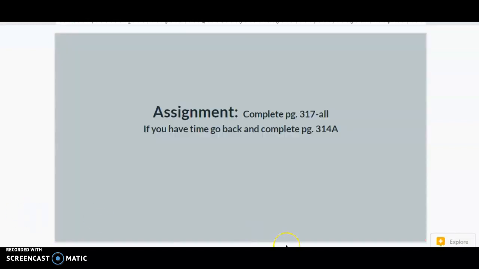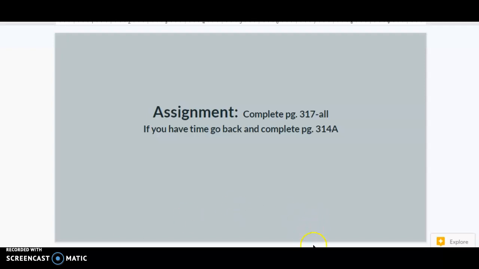Your assignment is to complete page 317, all, that whole page. Okay, and if you have time, I'd like you to go back and do some review from yesterday, which is going to be on page 314A. That gray page, I want you to do all of it. If you have more time, you're more than welcome to do some of the word problems or rewatch this video if it was kind of confusing.